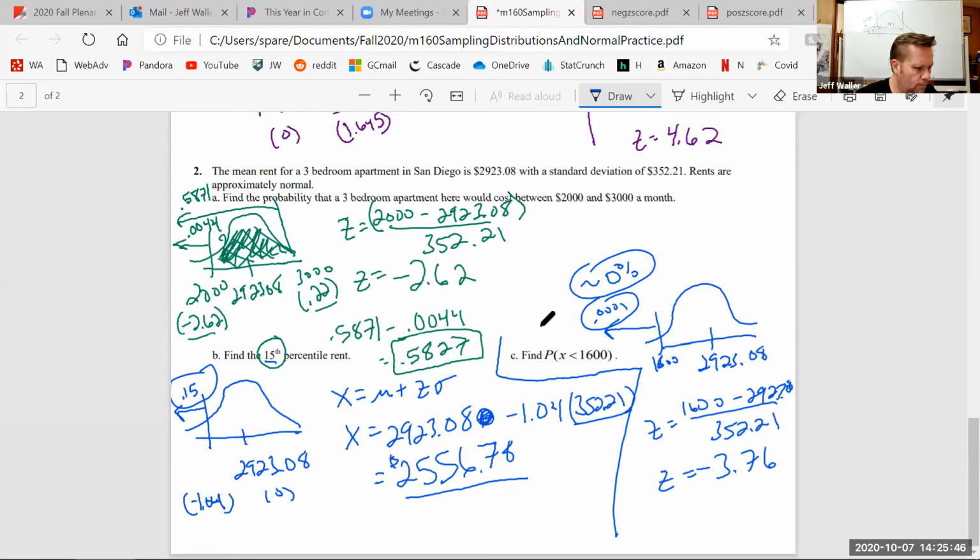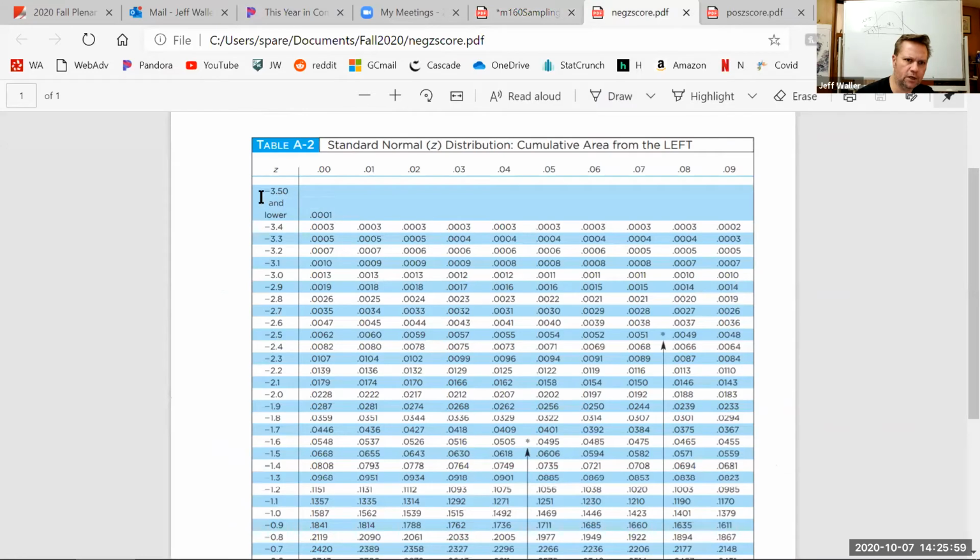Okay. Can you explain how you got 0% for part C for 2? Are you cool with the 0.0001? How'd you get that too? If you look negative 3.76 up on the chart, do you see how it's not even on the chart? And what's it say? It says 0.0001 for anything negative 3.5 and lower. That's the area. Okay, thank you. You're welcome.